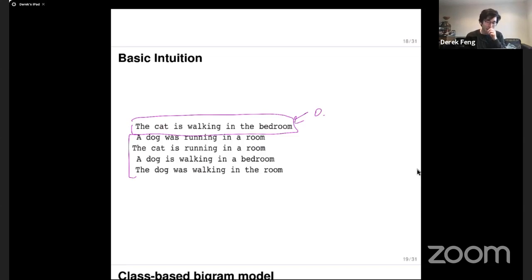So the idea is that you want to relax things. Right now, when we're doing these maximum likelihood estimations, we're very stringent about matching the words exactly. In order to figure out the probability of seeing bedroom, I need the last 5 or 6 words to be exactly "the cat is walking in the". But if I replace cat with dog, that should still be useful in estimating the probability of seeing the word bedroom.